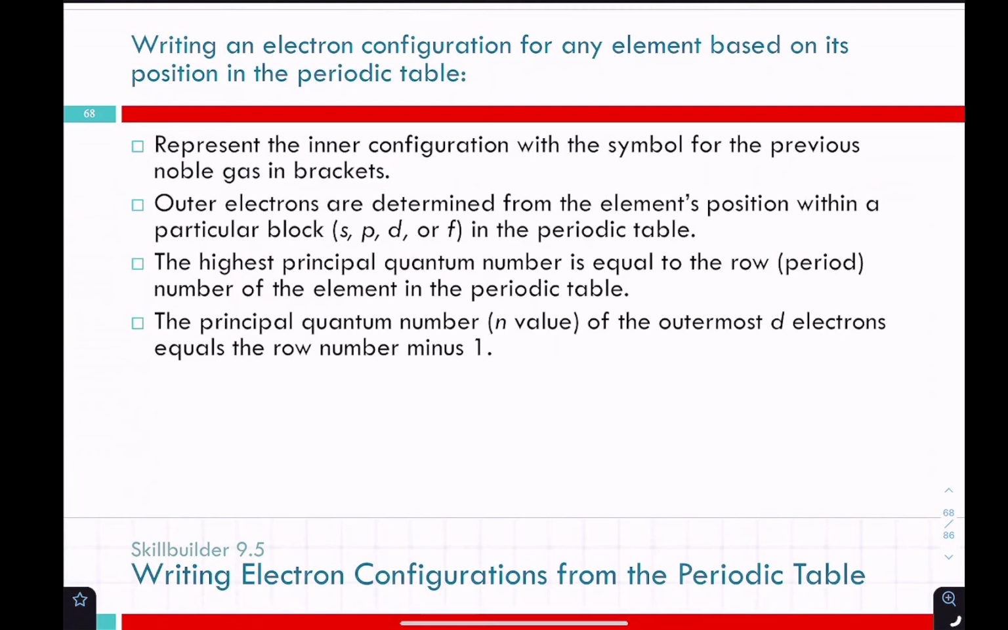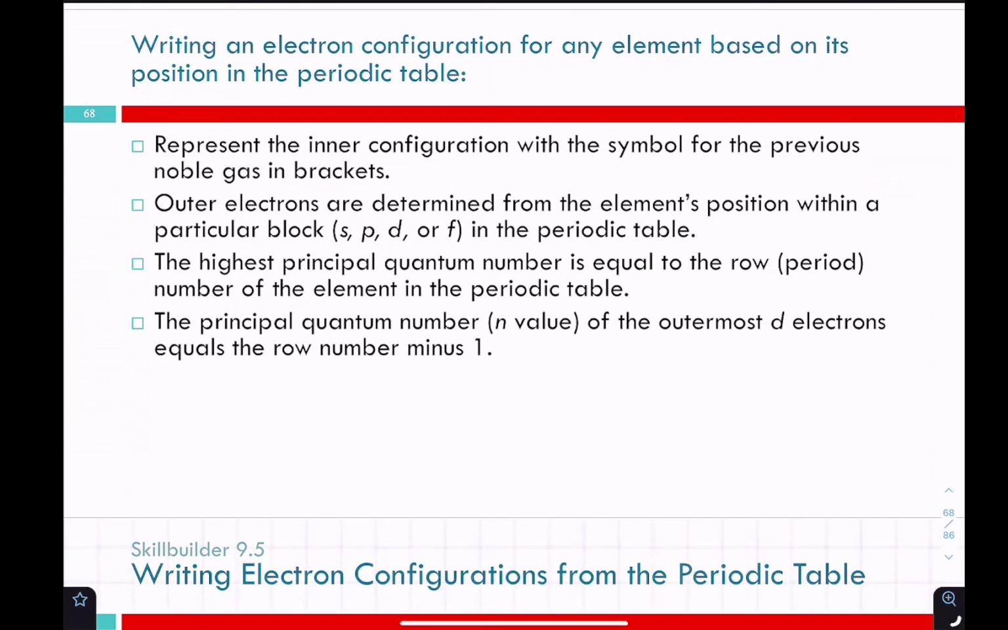So you wouldn't just always start with the element before as a little shortcut? You start with the noble gas before. And so these are the general rules for writing these electron configurations. You represent the inner configuration with the symbol for the previous noble gas in brackets. And then the outer electrons, the valence electrons, which is how I've been showing you how to do it already, so I skipped a lot of those slides. The outer electrons are determined from the element's position within its particular block.